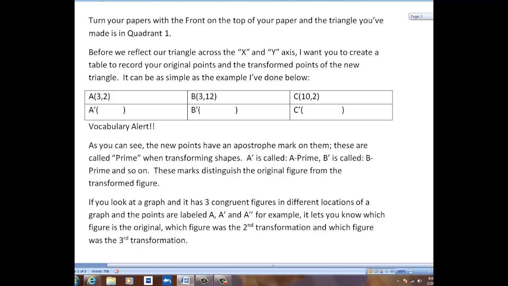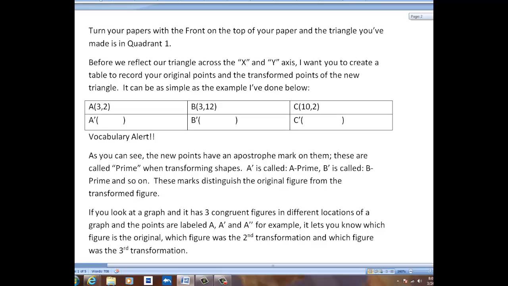But vocabulary alert. As you can see, the new points have an apostrophe mark on them. These are called prime. When transforming shapes, A with the apostrophe is called A prime, or B with the apostrophe is called B prime, and so on. These marks distinguish the original figure from the transformed figure. If you were to look at a graph and it had 3 congruent figures in different locations on a graph, and the points were labeled A prime, and A double prime, for example, it lets you know which figure is the original, which figure was the second transformation, and which figure was the third transformation.